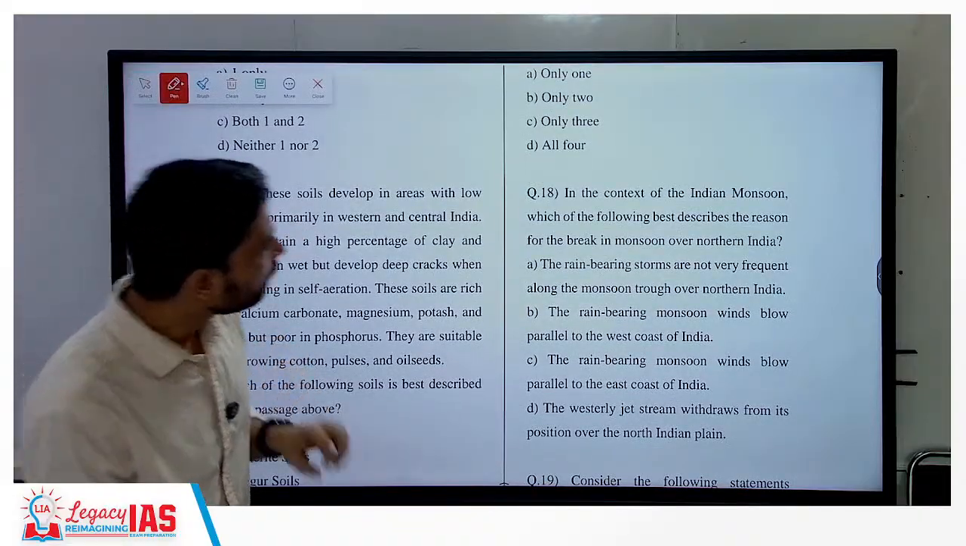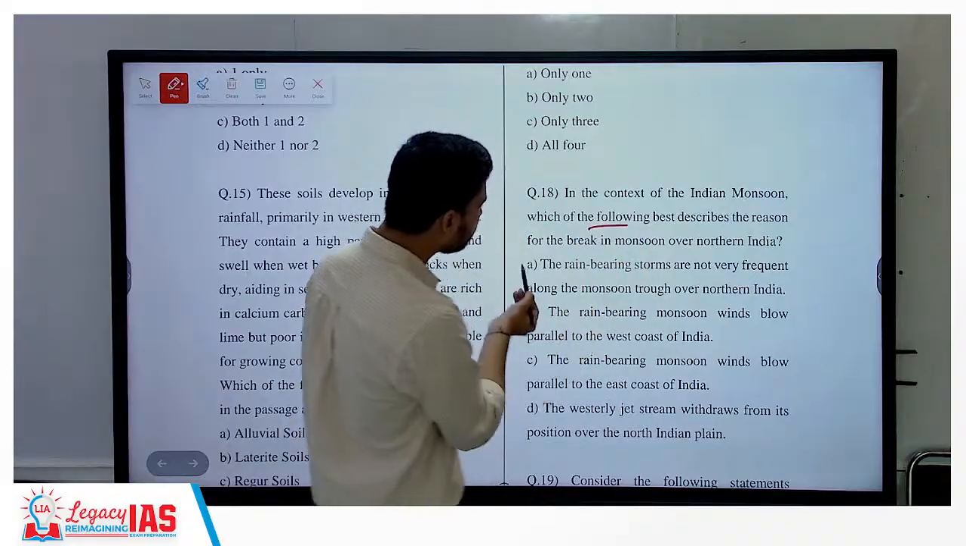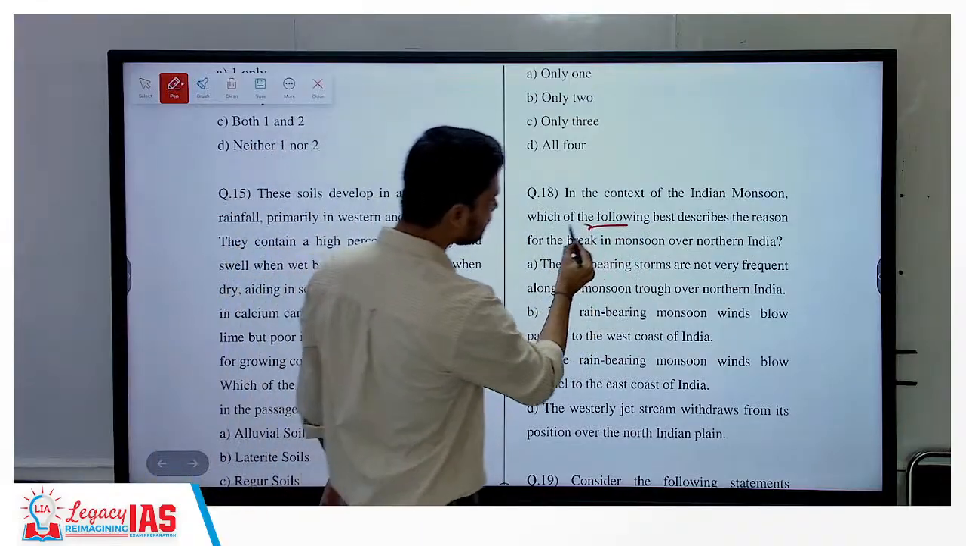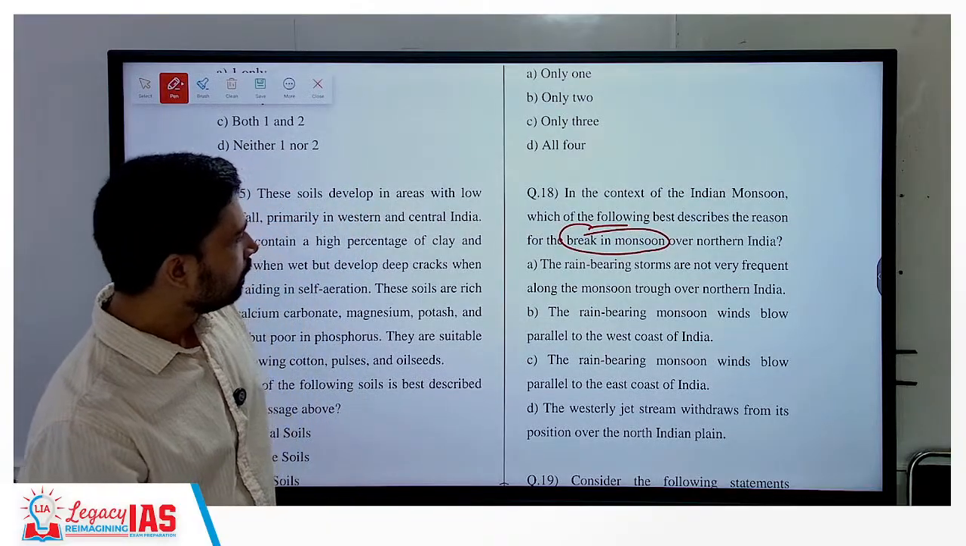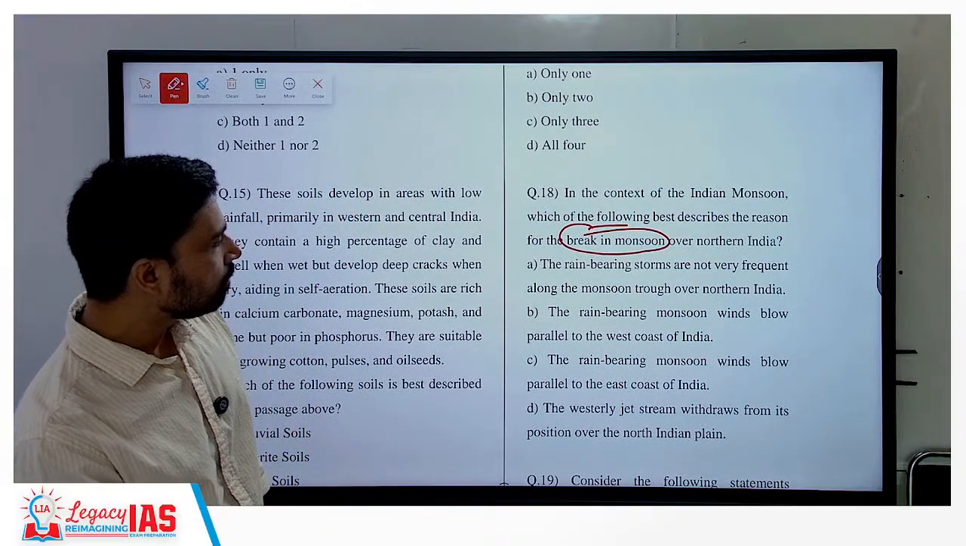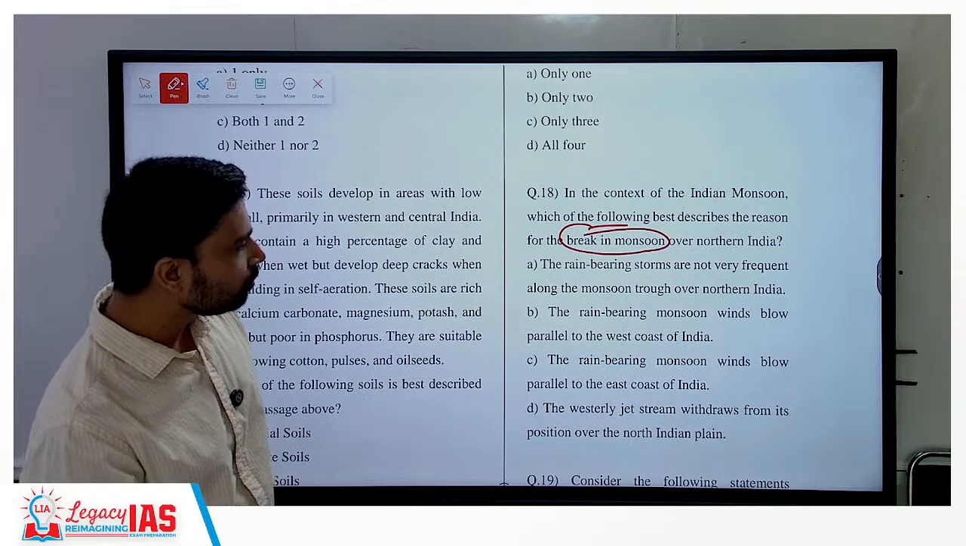Then, in the context of inter monsoon, which of the following best describe the region for the break in monsoon? Okay, we have discussed in characteristic monsoon break. So, break in monsoon over northern India. Rain-bearing storms are not very frequent along the monsoon trough over northern India.